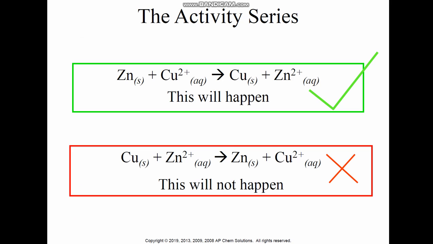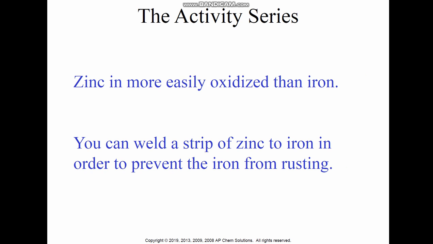The oxidation of iron is a redox reaction, like when it rains. Things that have iron in them are going to rust, but rust is not going to happen in reverse. Cars are not going to unrust, they're going to continue to rust. One other interesting thing is that if you want to keep iron from rusting, you can weld a strip of zinc to the iron in order to prevent it from rusting, because zinc is higher up on the activity series than iron.